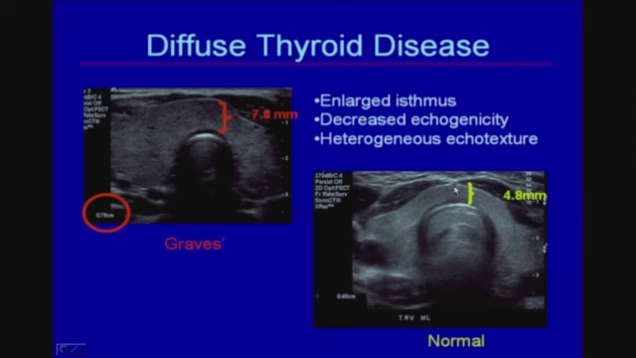So here's a normal thyroid here on the lower right aspect, and we can see homogeneous, sort of bright echoes, the isthmus about 4 millimeters in size. And here's a patient with Graves' disease. The thyroid is diffusely enlarged, the isthmus is bigger, almost 8 millimeters in size. The overall gland echogenicity is hypoechoic, and the echotexture is a little bit more heterogeneous than we typically observe.